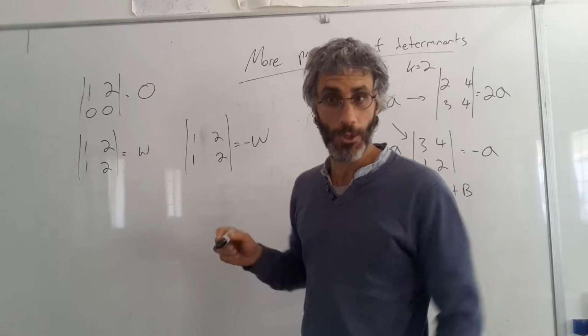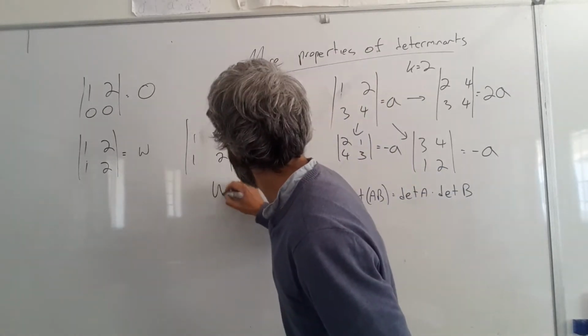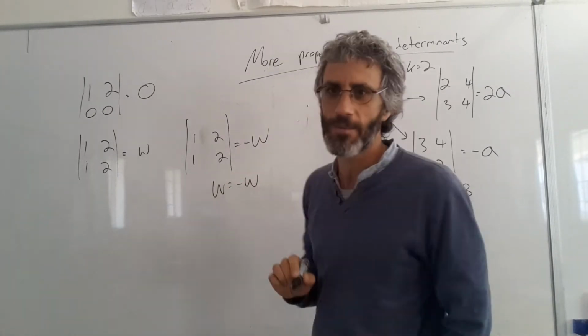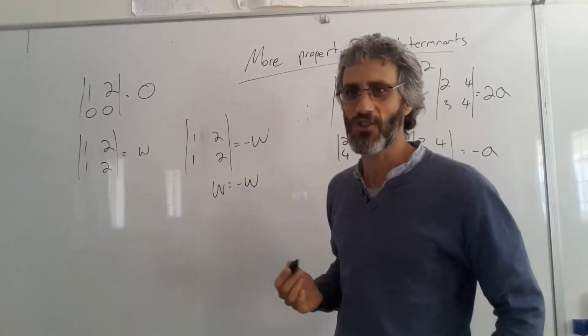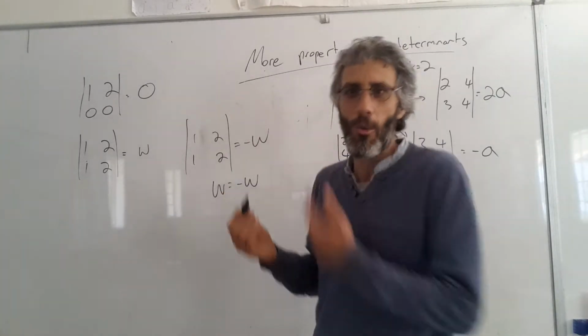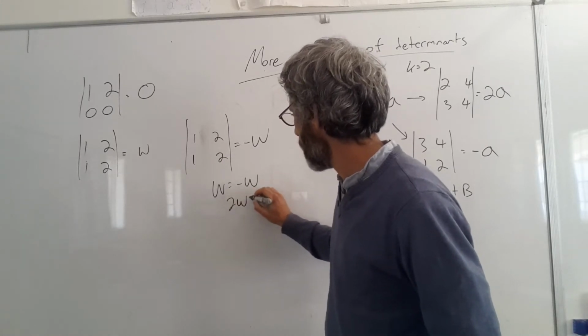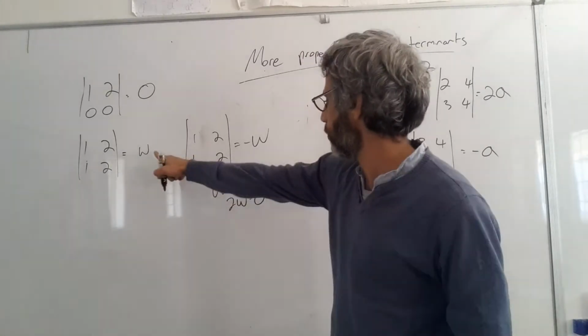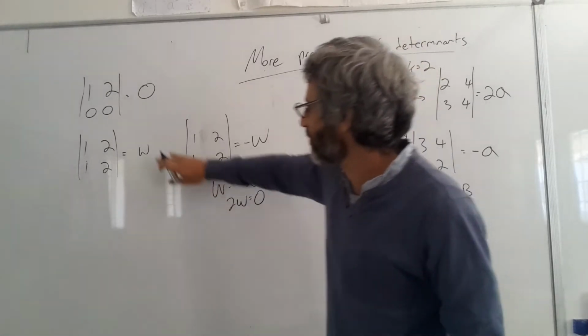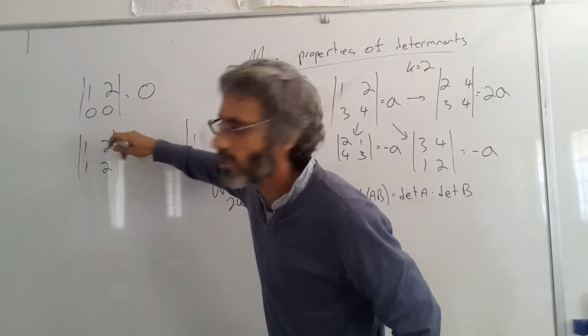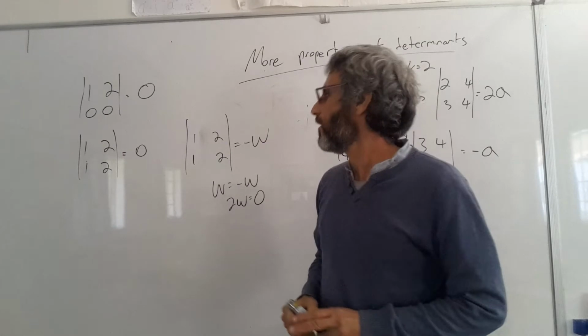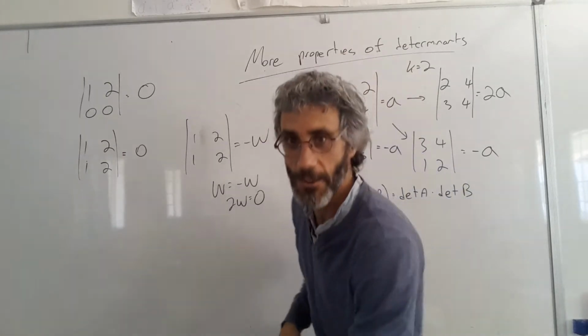So what does that tell you? Well, it tells you one thing, that W equals minus W. Has to be, otherwise we've got something wrong. We're not obeying the rule. But if W equals minus W, that means 2W equals 0. In other words, W is equal to 0. So identical rows, if you have repeated rows, that means the determinant is 0.